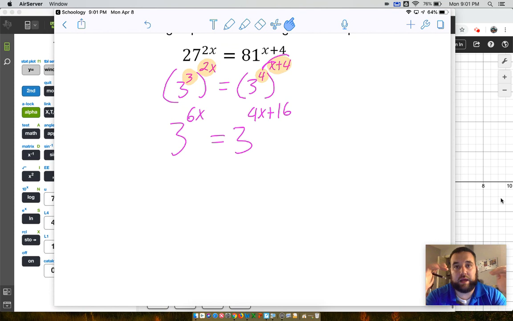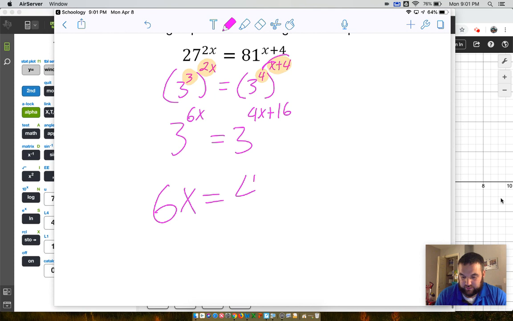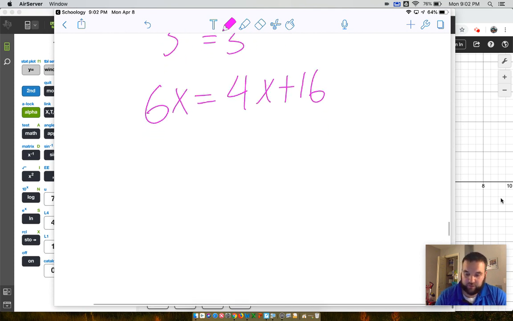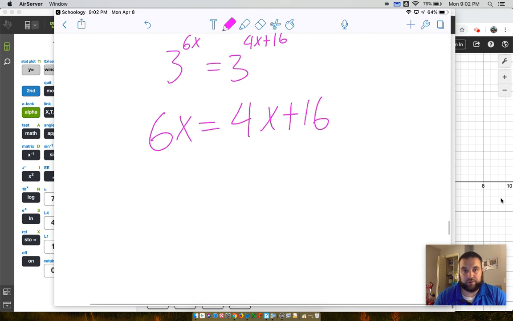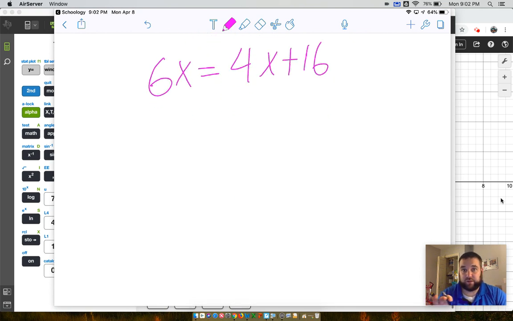Now that I wrote that equation as having the same base, since I know the bases are the same, I can drop those off and basically say, all right, if the bases are going to be the same, I need the powers to be the same. So I don't need the 3's anymore. I just need to solve this, and that's my solution.